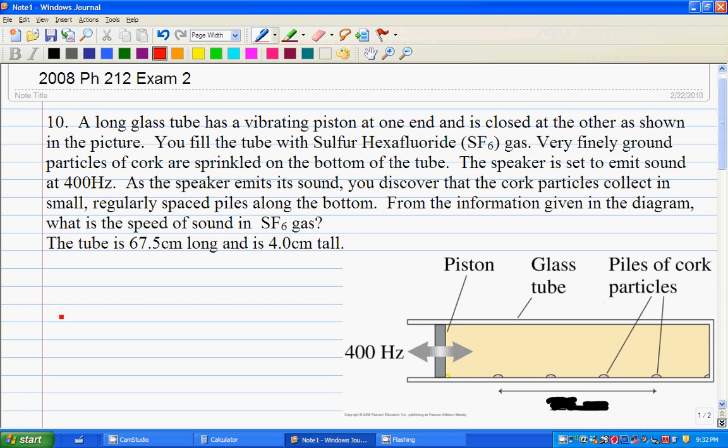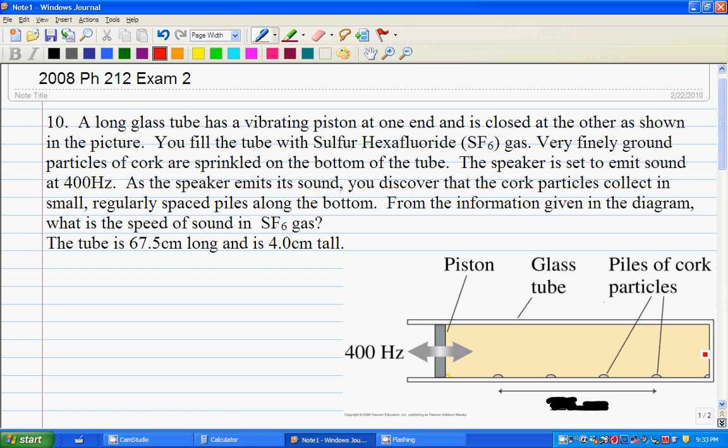Okay, so number one, this is a standing wave problem, just like the flame tube and the surgical tube was in class. And probably the first thing we should do is try drawing a picture. First thing to notice is that there's piles of sawdust on the bottom.